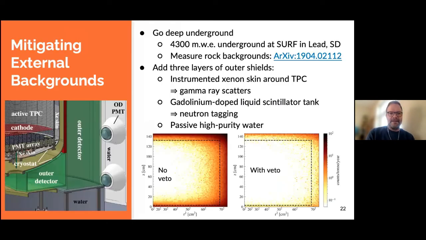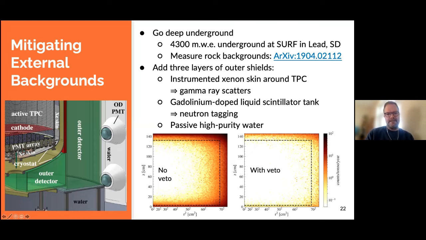And the effect of this we can see on this slide here. At the bottom here, the color scale gives you the counts per ton per year, so the number of events we would expect to see. And this here is basically your detector volume. This is the radius of your liquid xenon TPC. This is the height here.